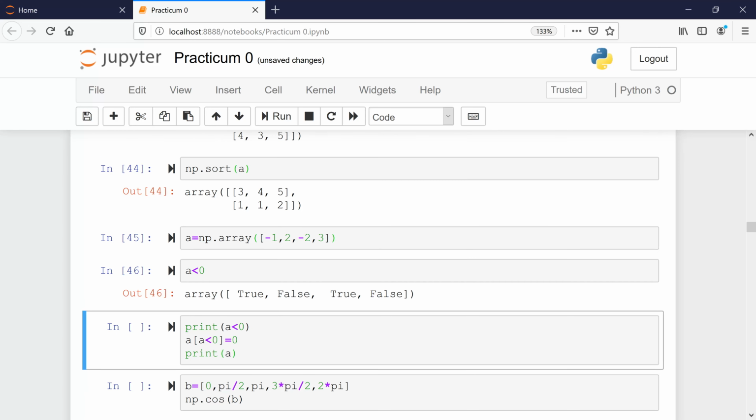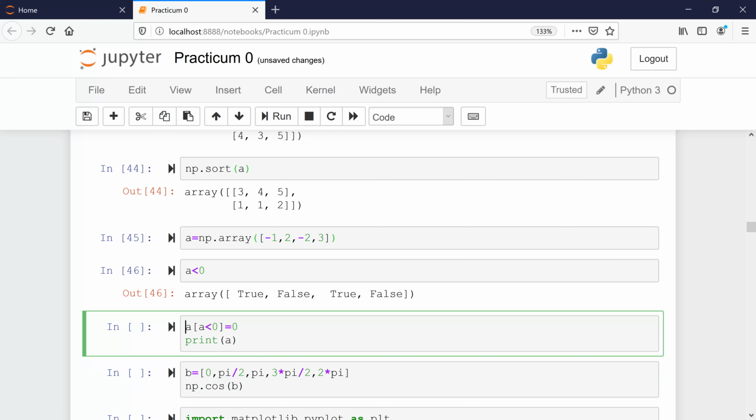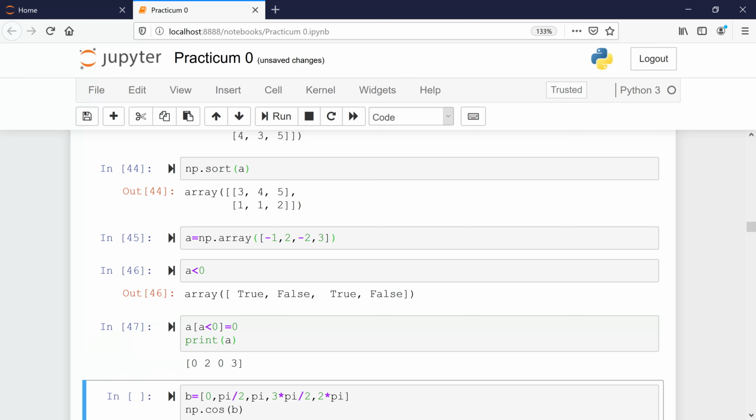Okay, so we know now what A less than 0 is. It's a logical array. Suppose now you want to replace all negative components of A by 0. So you just type A of A less than 0 equals 0. And let's see what happens. We should get 0, 2, 0, 3, right? And this is precisely what we have.